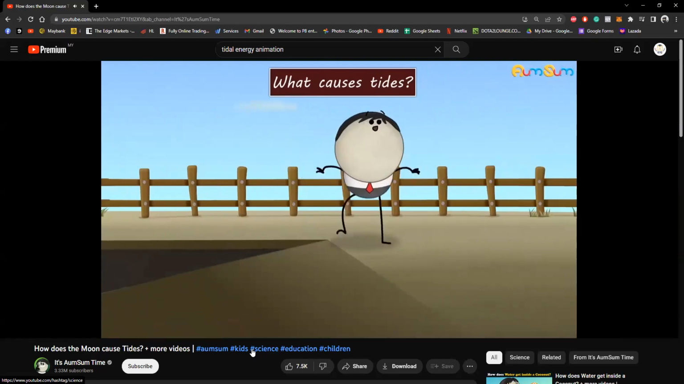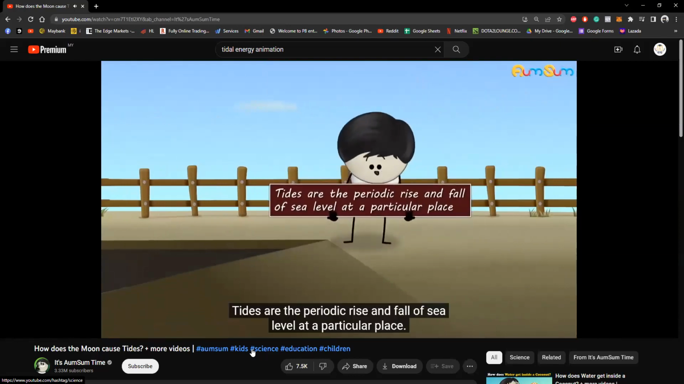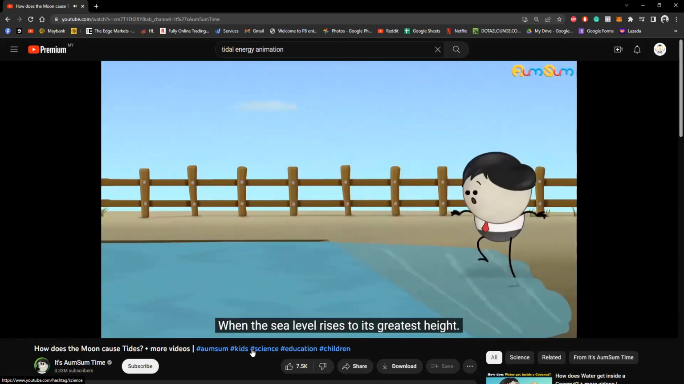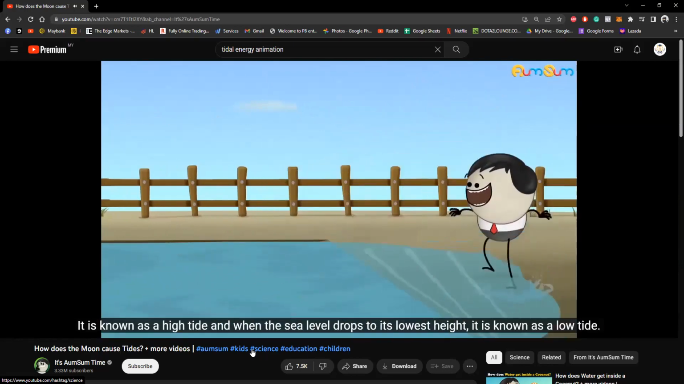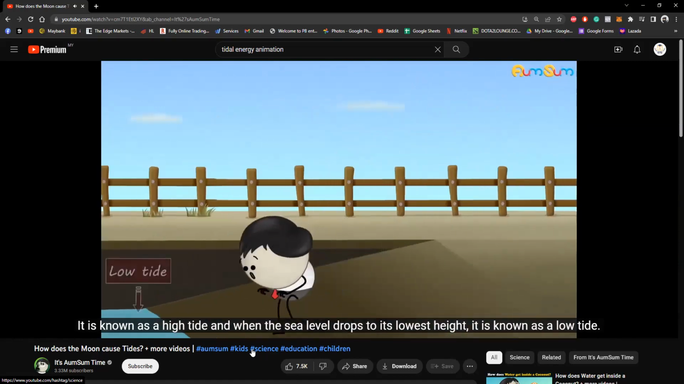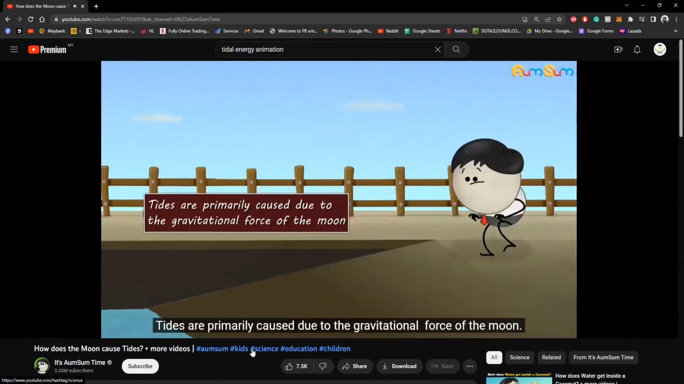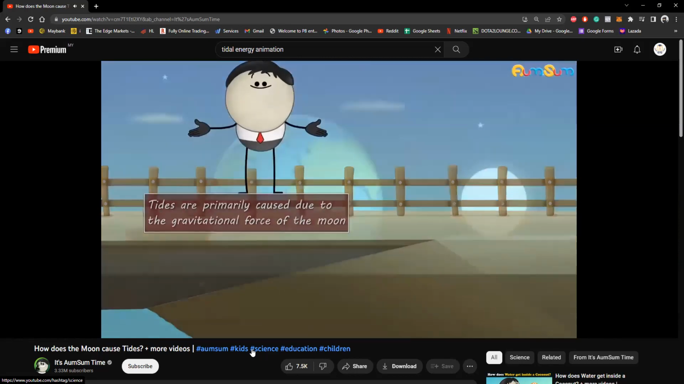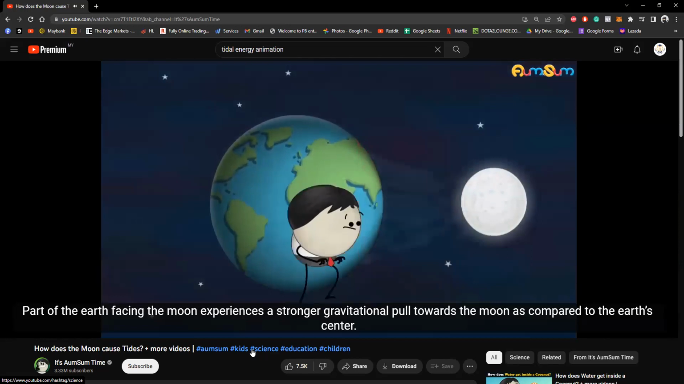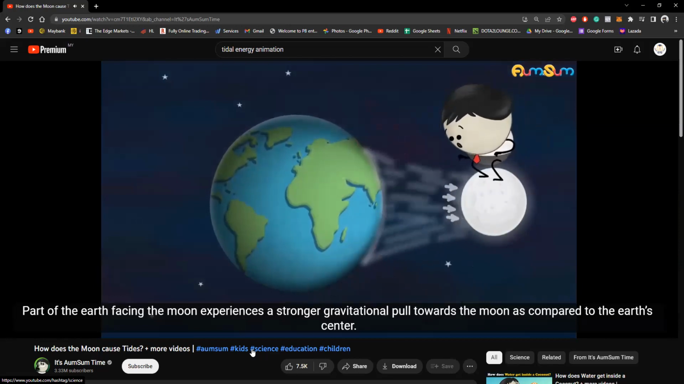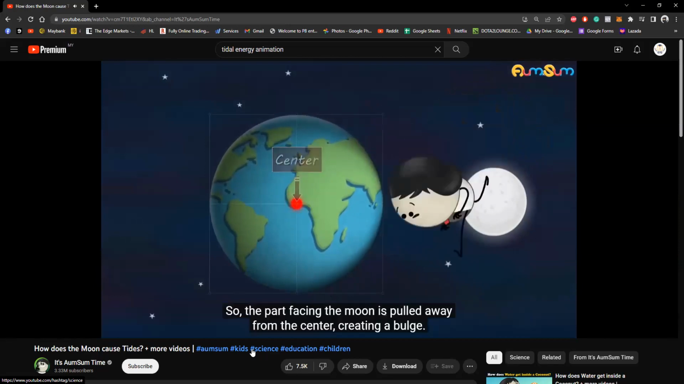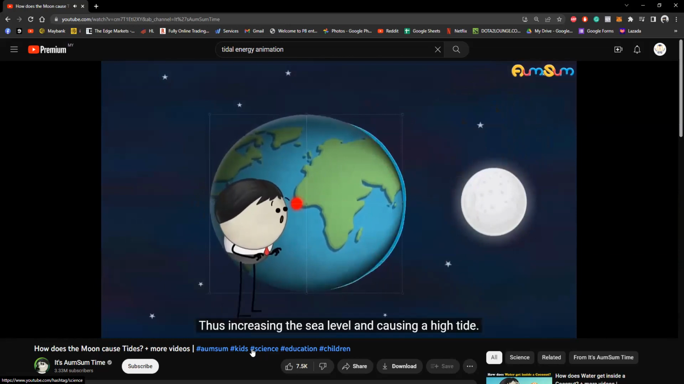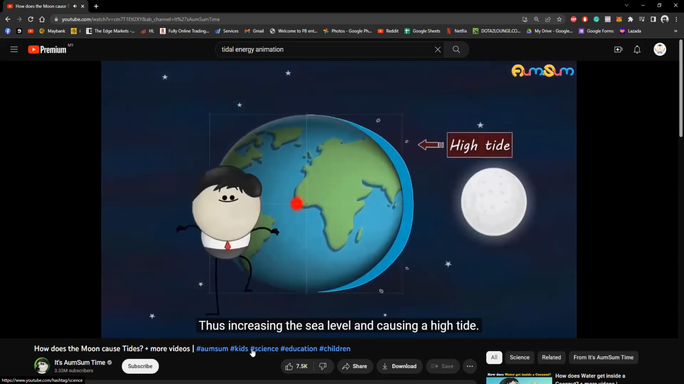What causes tides? Tides are the periodic rise and fall of sea level at a particular place. When the sea level rises to its greatest height, it is known as a high tide. And when the sea level drops to its lowest height, it is known as a low tide. Tides are primarily caused due to the gravitational force of the moon. But how? The part of the Earth facing the moon experiences a stronger gravitational pull towards the moon as compared to the Earth's center. So, the part facing the moon is pulled away from the center, creating a bulge and thus increasing the sea level and causing a high tide.